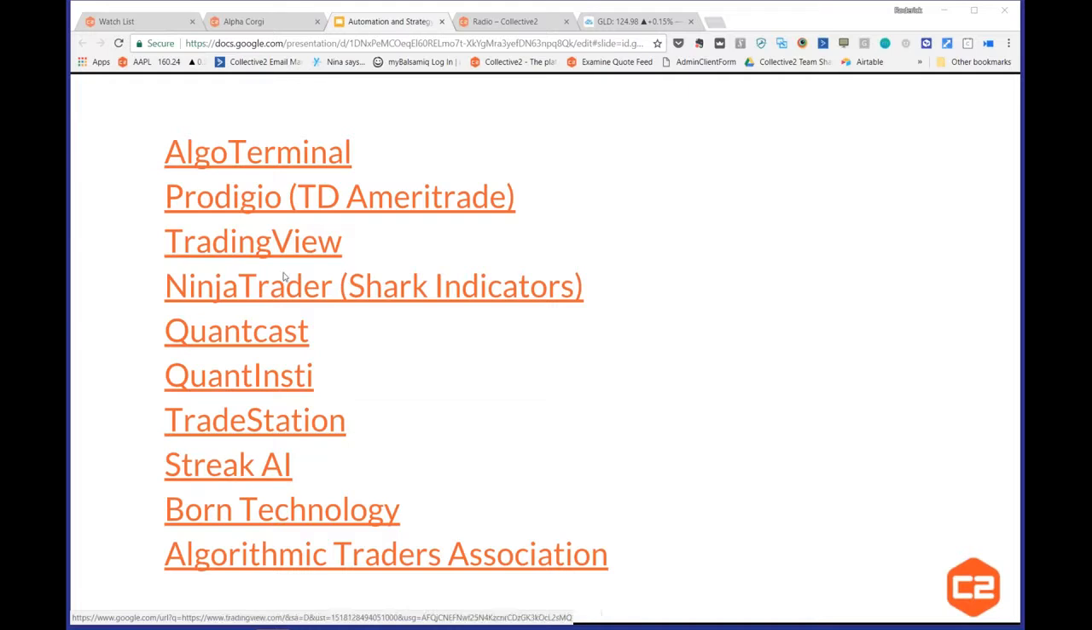We just talked about TradingView. I talked today about Shark Indicators, which is an extension or plugin to Ninja. There's two companies, one called QuantCast and one called QuantInsti, I guess is the way you pronounce it. These are companies that offer training and education around getting into quantitative and algorithmic trading. QuantInsti, I believe, is actually based in India or something like that, so they might be a little less approachable, but certainly worthwhile checking out. And then QuantCast has some really good training education materials.